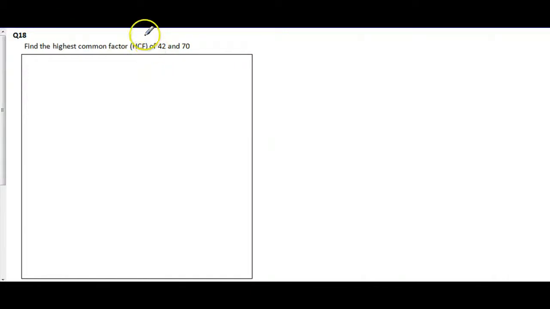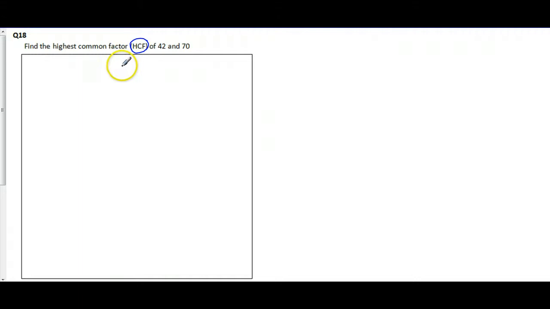Okay, the last question on the paper talks about the HCF, or the highest common factor. Now we use HCF because it's quicker, and we like to be smart and lazy when we do maths. We like to be lazy because we like to take shortcuts. We don't want to say highest common factor. So we can use HCF, but we can only use it if we're smart. We can only be lazy if we're smart about it.